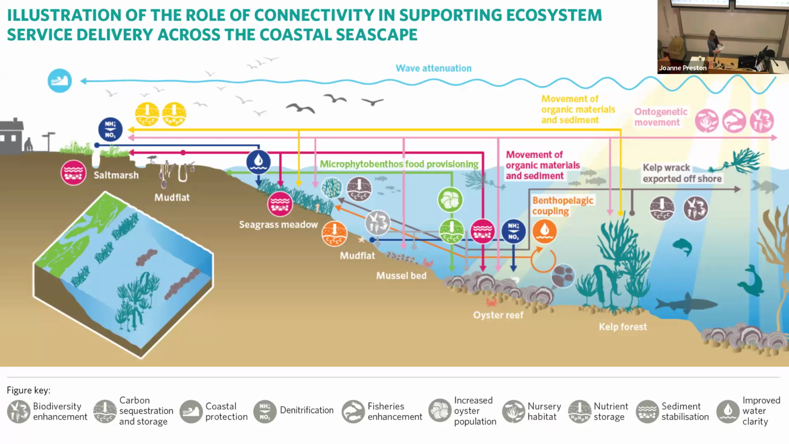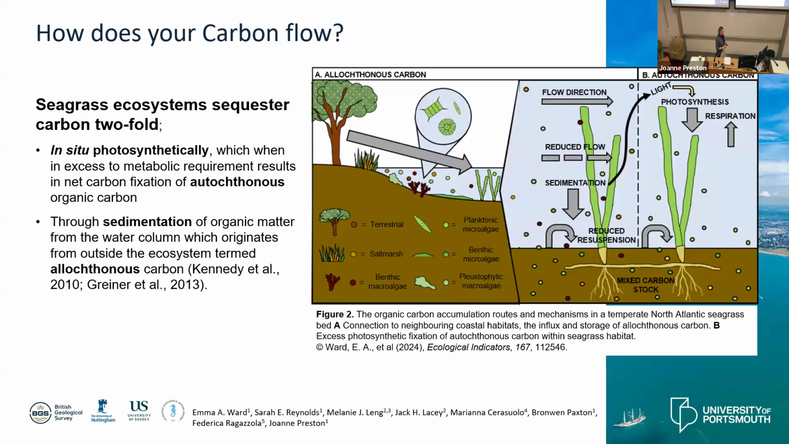And orange, benthopelagic coupling by mussels and oysters increases the availability of nutrients for seagrass growth, thereby increasing seagrass growth, and filtration of oysters reduces incidence of seagrass wasting disease. So, summed up in a nice little pretty tube map.